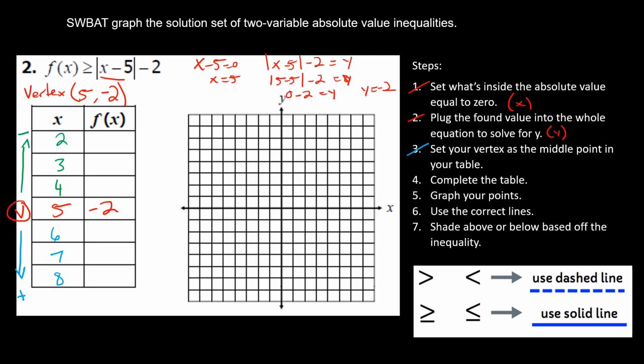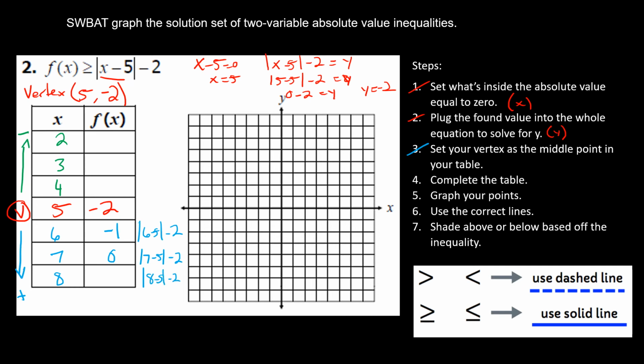Okay? And so let's start solving this. We're going to say the absolute value of 6 minus 5, minus 2. So 6 minus 5 is 1. The absolute value of 1 is 1. Minus 2, so 1 minus 2 is negative 1. When we do 7, 7 minus 5, absolute value of that, minus 2. So 7 minus 5 is, I'm sorry, is 2. The absolute value of 2 is 2. Minus 2 is 0.